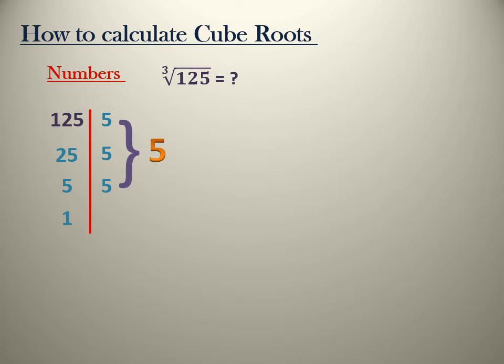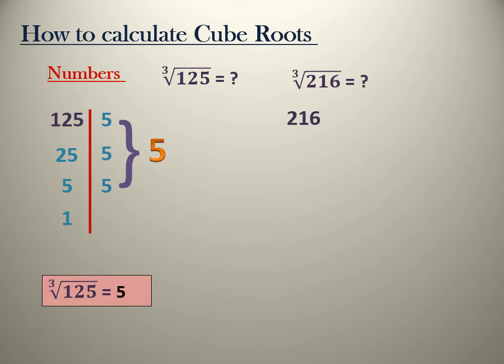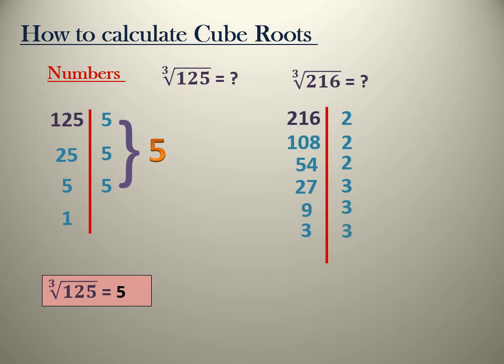Now what if I have the cube root of 216? The same way: 216 is an even number because it ends with 6, so it will be divided by 2, equals 108, divided by 2 equals 54, divided by 2 equals 27, divided by 3 equals 9, divided by 3 equals 3, divided by 3 equals 1.